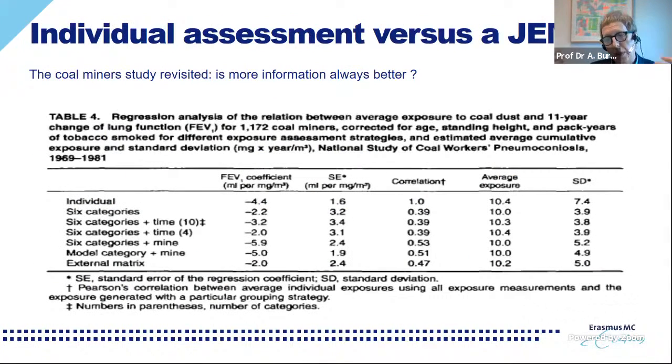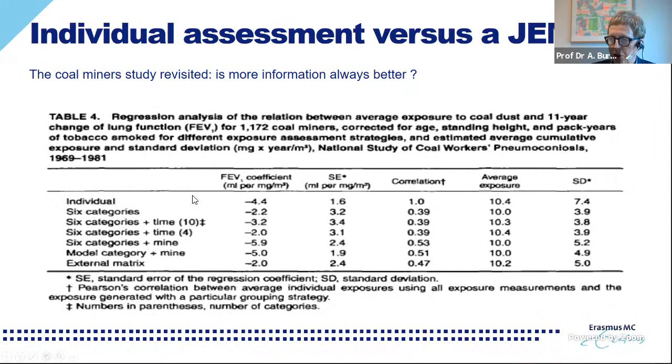And now we get a very interesting table. So the first figure I showed you before: if you have lots of individual exposure assessment measurements, on average almost 20, this is the exposure response relationship. So per microgram per cubic meter of coal dust, there is a decrease in FEV1 of minus 4.4 milliliter per year.